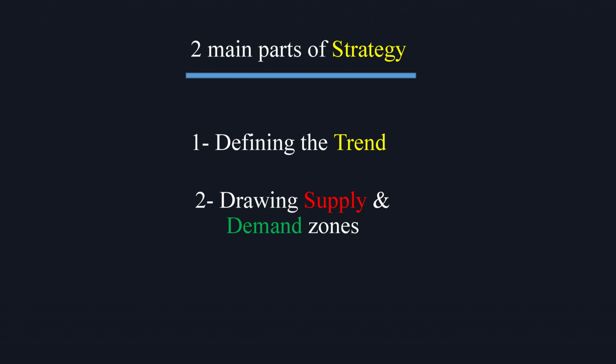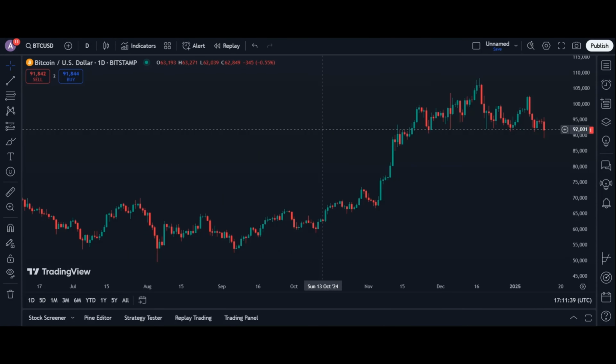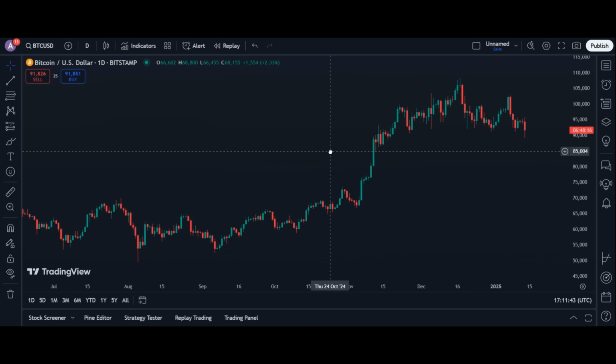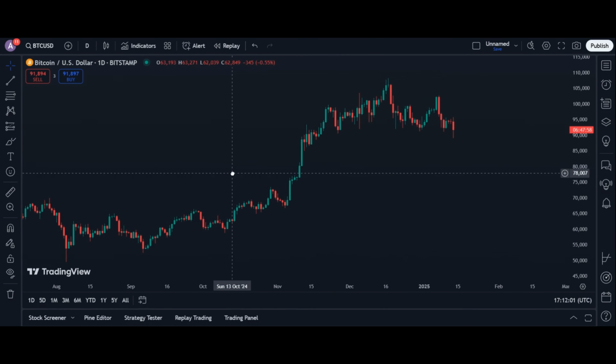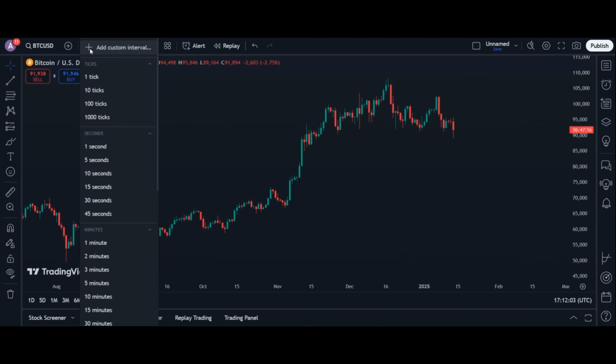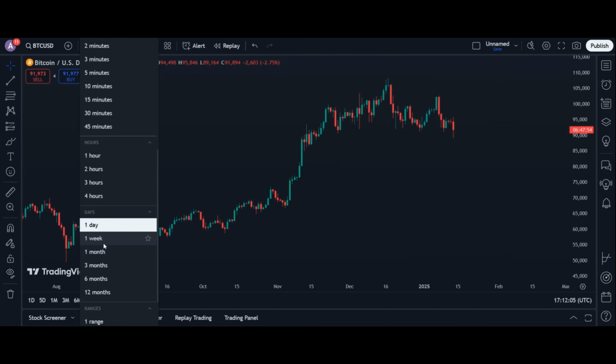These two strategies are so functional in recognizing the best entry and exit points, and this will help to increase the probability of success. The first chart that I'm going to talk about is the Bitcoin chart. And as I mentioned earlier, my strategy comprises two main parts, which are defining the trend of the market and also drawing the supply and demand zones. At first, my strategy includes changing the time frame from daily to weekly.